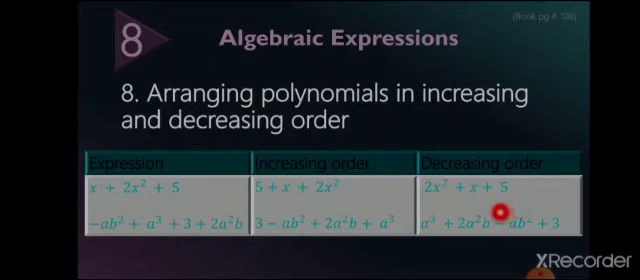And remember, you have to keep the signs with the term. You cannot change the sign. If it's minus ab square, wherever ab square is moved, the negative sign will also be with it. After that, with 3 there is no a, it means the power of a is 0 with 3, so we have placed it at last in decreasing order. Now we have to write for increasing order. So 3, negative ab square means the power of a is 1, power of a is 2, power of a is 3. I hope you have understood.